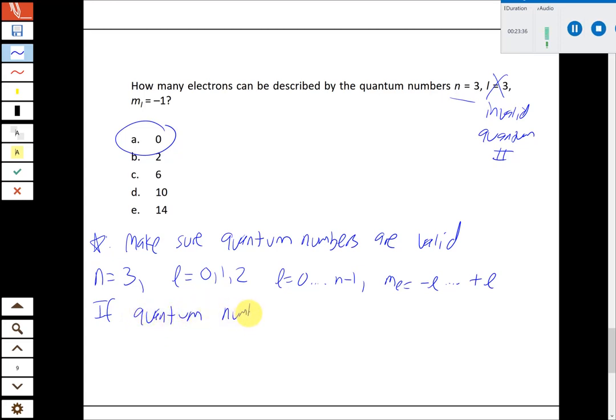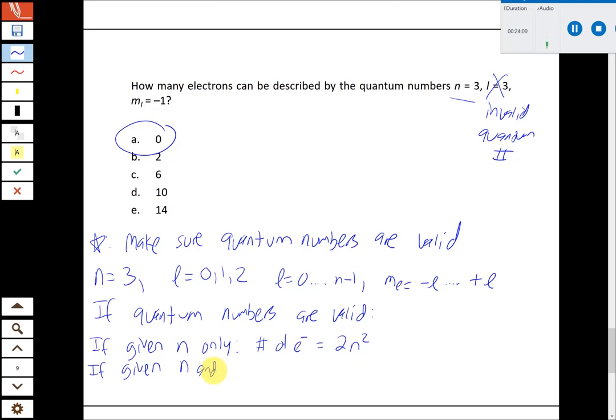But if the quantum numbers are valid, that's where we have to start using some relationships. So if you're given n only, in other words, how many electrons are in a shell, the number of electrons is going to be 2n squared. If you're given n and or L, so if you're given n and L together or just L to define a subshell, the number of electrons is 2 times 2L plus 1. That's the maximum number of electrons in that subshell.